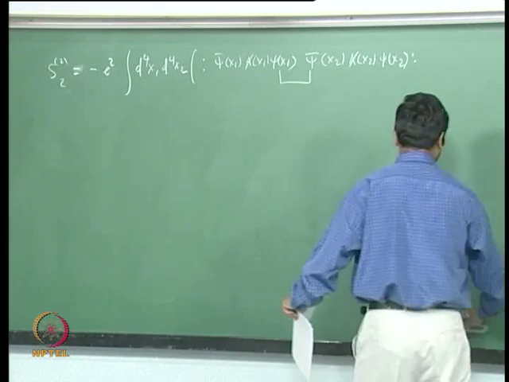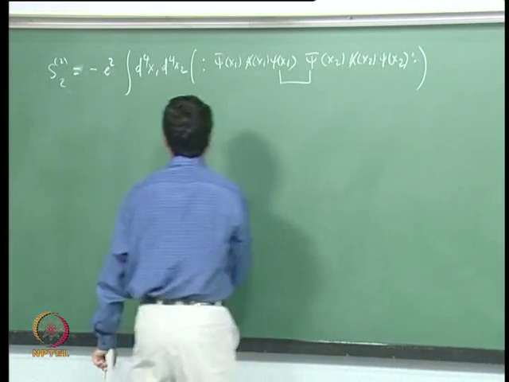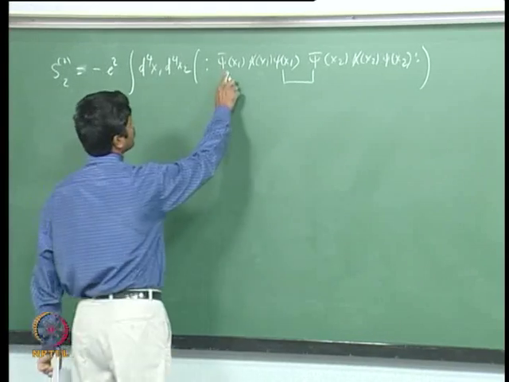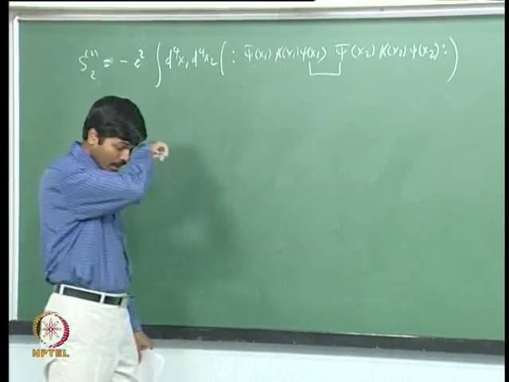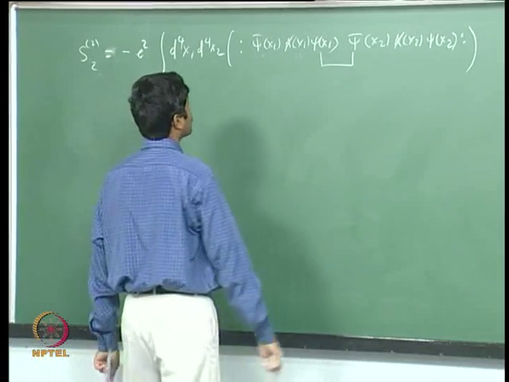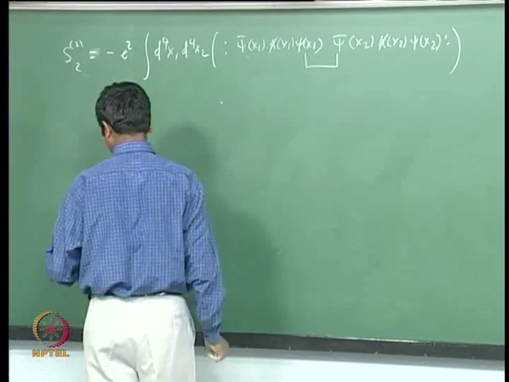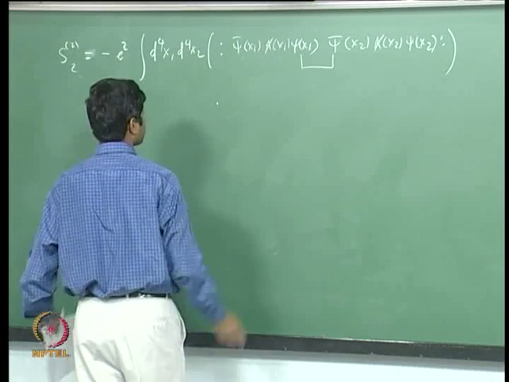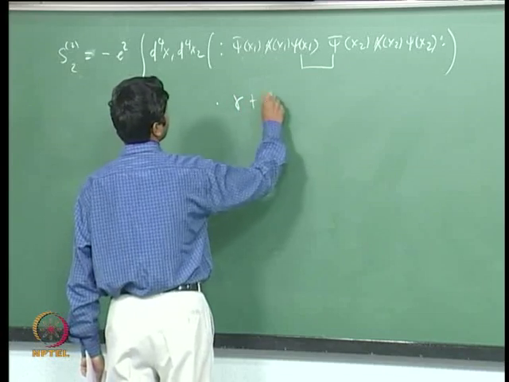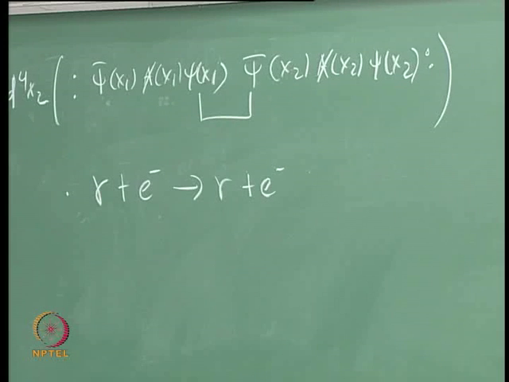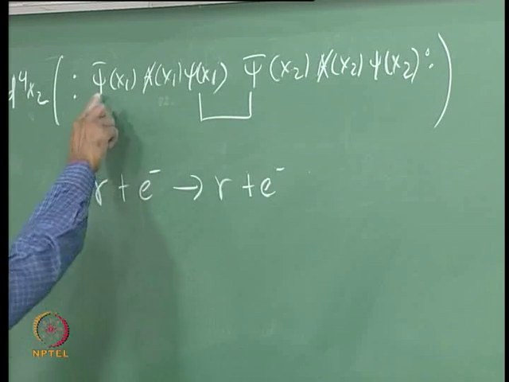So what are the physical processes to which this can give non-vanishing contributions? Again, you can look at psi bar in terms of psi bar plus, psi bar minus, and so on. You can see that it will of course give gamma plus E minus going to gamma plus E minus. It can give a non-zero contribution to the Compton scattering.